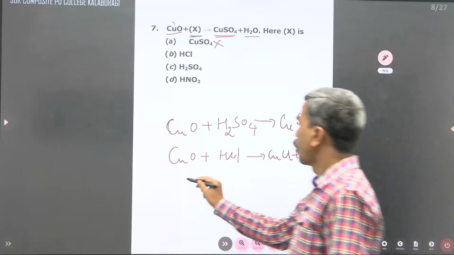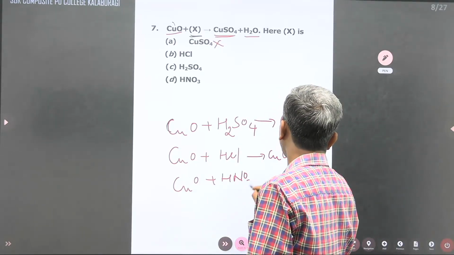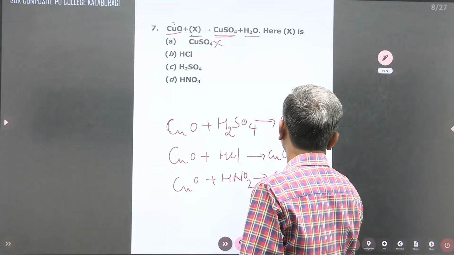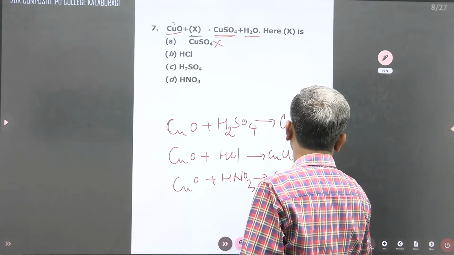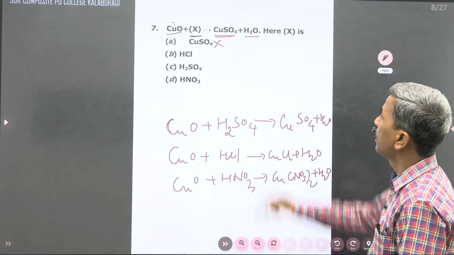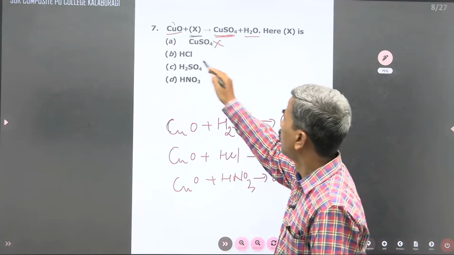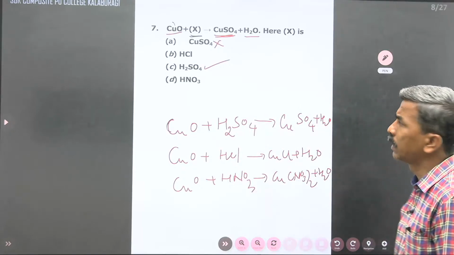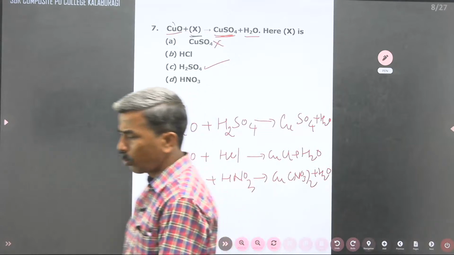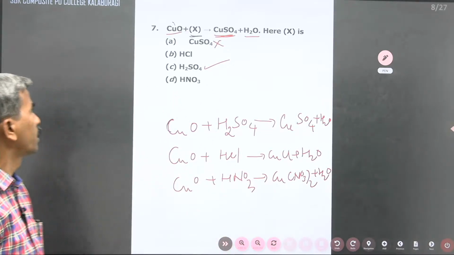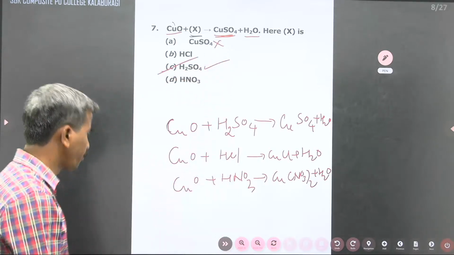Suppose you are using copper oxide and reacting it with nitric acid, it is going to form copper nitrate, Cu(NO3)2, plus H2O. But in the question itself, it is given that this is going to form copper sulfate. That is possible with sulfuric acid, not with HCl and HNO3. Of course, those are also acids. So based on that, for question number 7, C is the correct option.